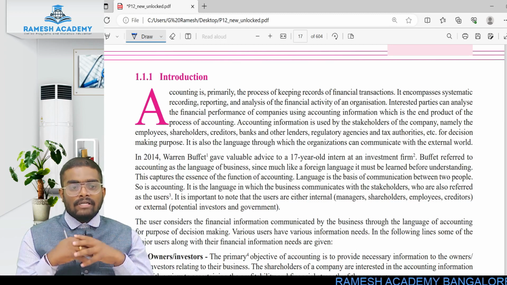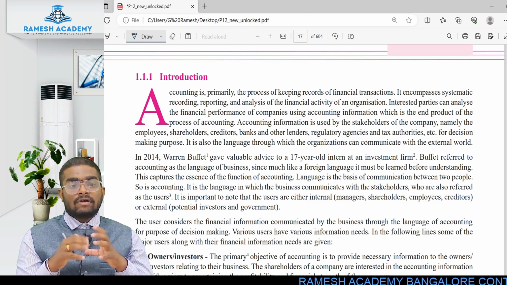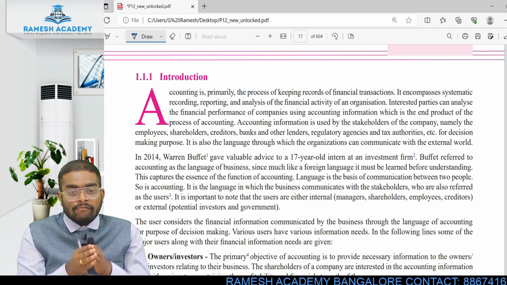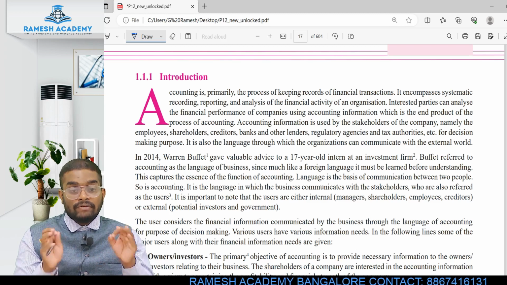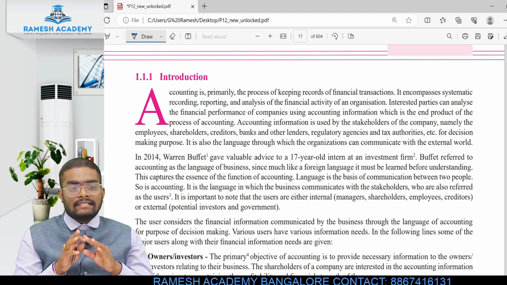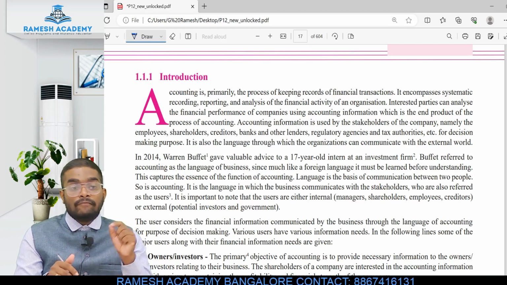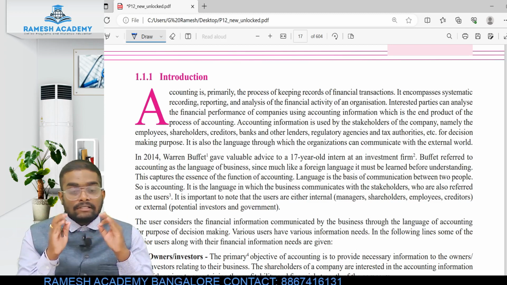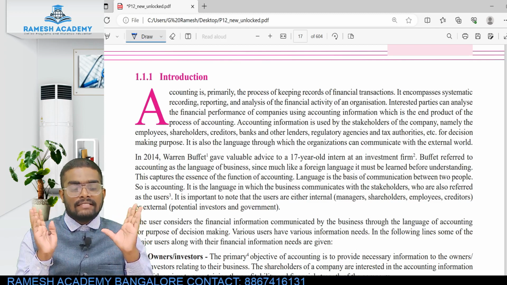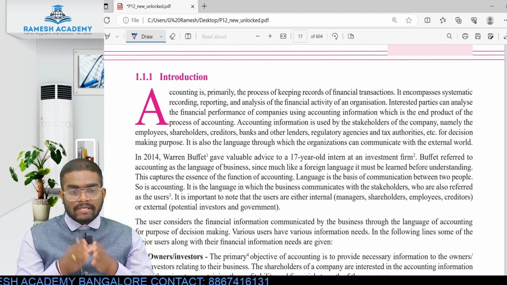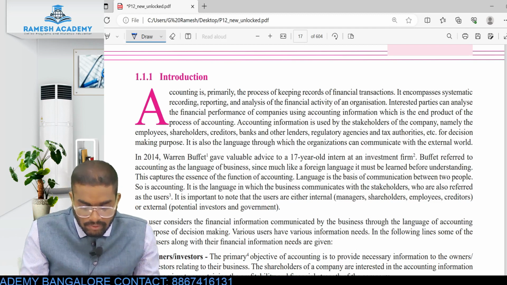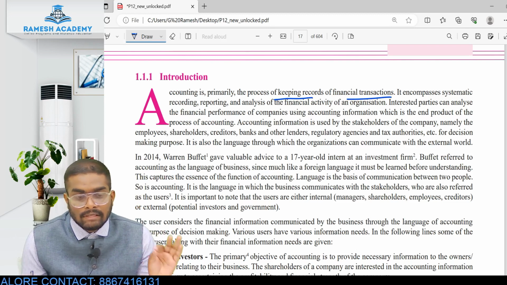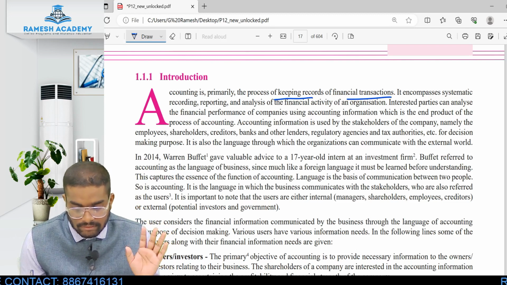So what is accounting? Accounting is the process of keeping records of financial transactions. As you can see, in accounting we'll be recording only financial transactions. What is a financial transaction? A financial transaction is nothing but that which we can measure in terms of money. It should be quantified. So basically accounting primarily means the process of keeping records of financial transactions. We will be only tracking financial transactions.